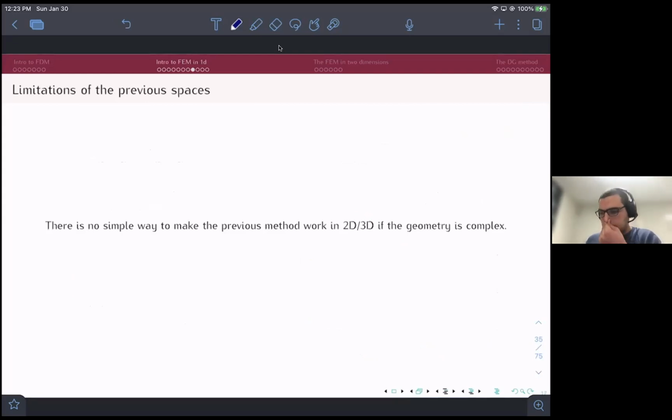Now, what is the issue with the previous spaces? The issue is there is no simple way to make these previous methods work in 2D, 3D if the geometry is complex. Remember that these methods were conforming because they were zero at both endpoints. The geometry in one dimension is very simple. However, they don't work well if the geometry is complex. They would work if we have a square or a cube, and that's what we call spectral methods.